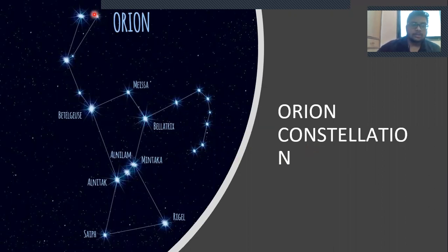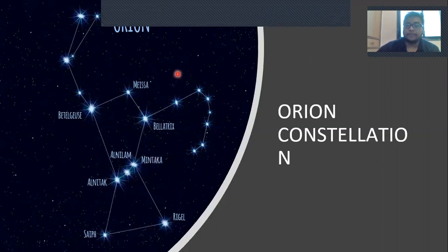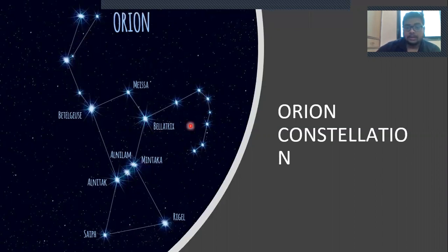The Orion constellation looks like this. Here is Betelgeuse, a very giant star, and it's very bright. Then Meissa, then Bellatrix, then it contains Mintaka, Alnilam, then Alnitak, Saiph, and Rigel. All these form a constellation. This specific pattern of stars is called the Orion pattern or Orion constellation.